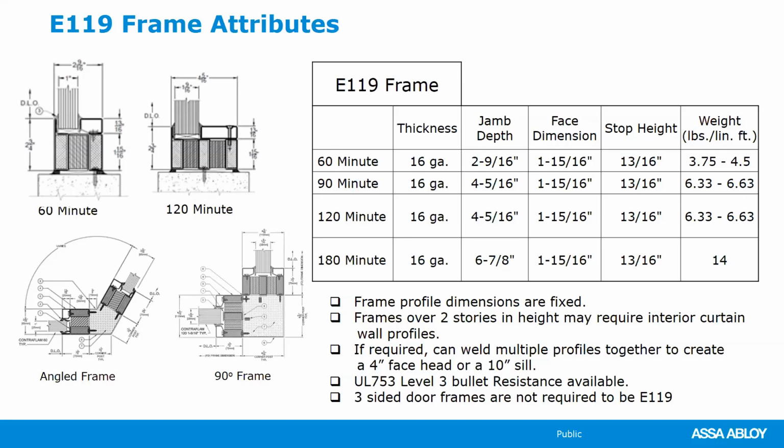The other thing is, let's say we have a 3-sided frame and you have fire-resistive glass in the door that's going into that frame. Some architects have thought that you needed to have a fire-resistive frame for that 3-sided frame. That's not the case at all. You can use a standard hollow metal frame if it's a simple 3-sided frame.